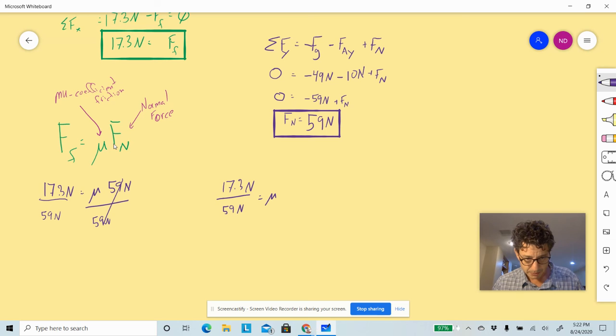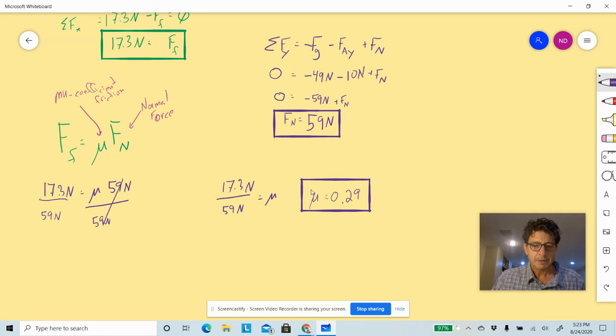Mu, oops, I don't want to erase. Do not want to erase. Get out of that erasing part. Mu equals 0.29. That's our answer. Okay, that's the last part.